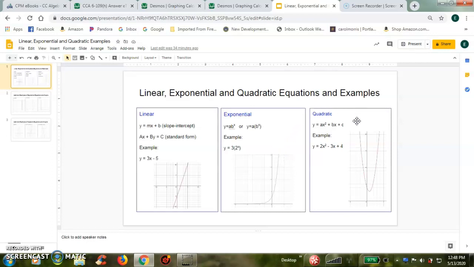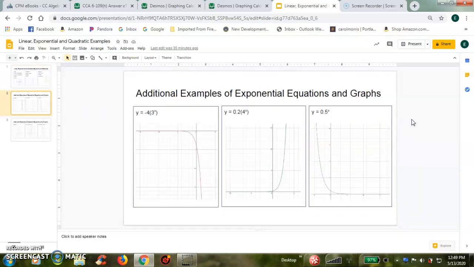The form for a quadratic equation is y equals ax squared plus bx plus c. And here's an example right here. And as you can see, this makes a parabola. We're going to be talking a lot more about quadratics and parabolas. We're going to talk about a vertex. We're going to talk about x-intercepts. In this case, there are no x-intercepts, but that is coming soon.